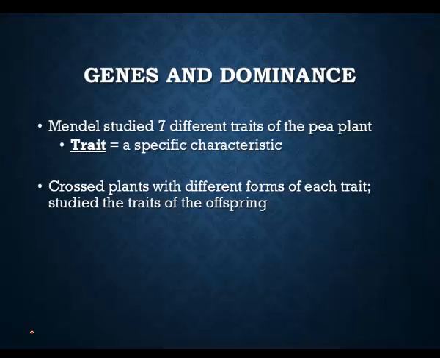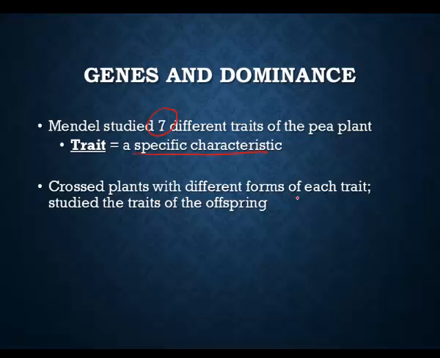Genes and dominance. So, Mendel studied 7 different traits, and a trait is just a specific characteristic. Many traits on us that are very obvious are our eye color, blue, brown, all the different colors, our skin color, our hair color, whether our hair is straight or curly, many traits you can see. So any characteristic, and we typically think of the cosmetic stuff we can see when we think of traits, but it's really all your physical makeup, even the things you cannot see.